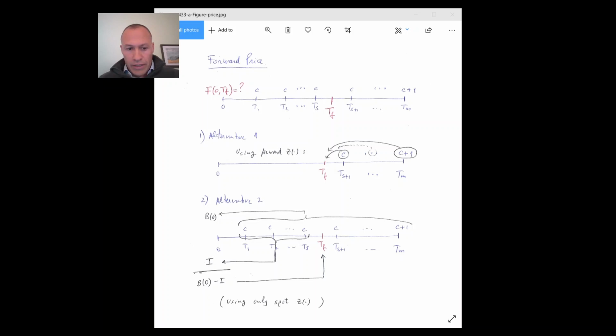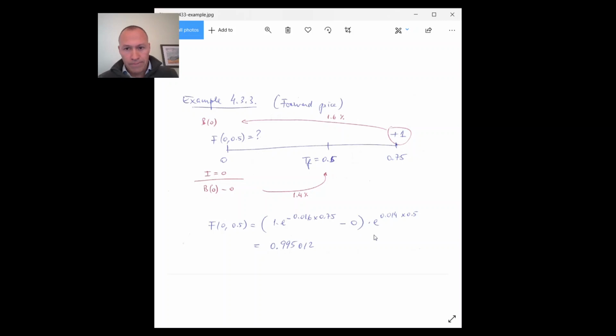So let's see this with example 433. We want to price the forward contract that we used in the previous examples. Recall that this was a forward contract with a settlement date of 6 months, and the underlying bond was a treasury bill that matured in 9 months. The cash flow in this example is very simple because there's just one cash flow, which is the face value at 0.75.